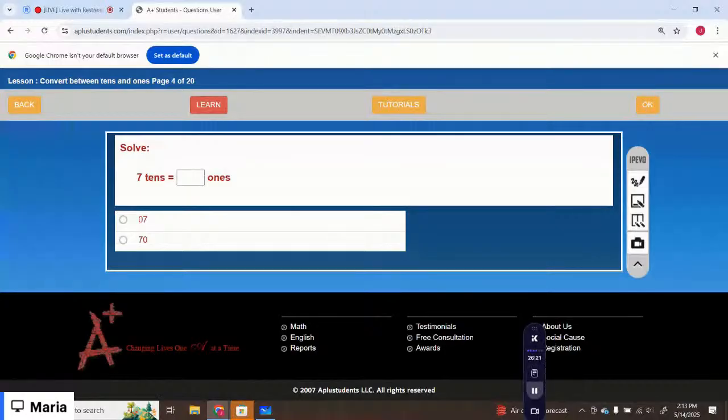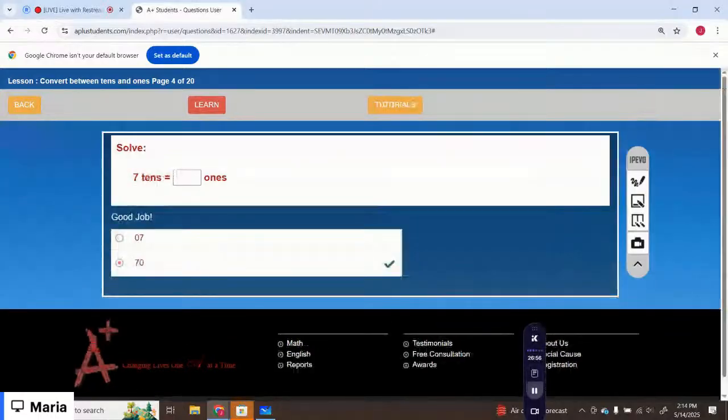7 tens equal how many ones? That is 17 ones. Option number 3 is the correct option. 7 tens equal 70 ones. The correct option is 70.